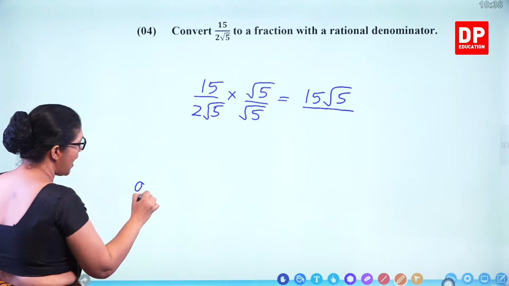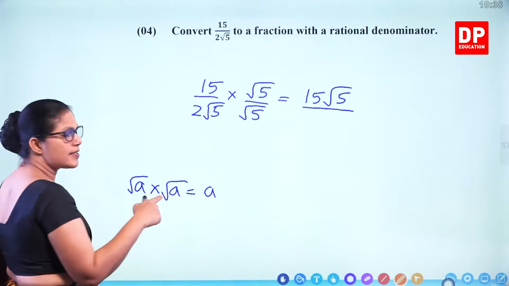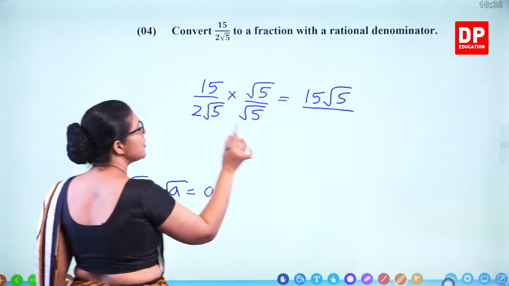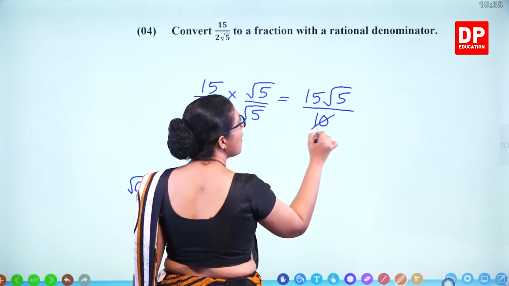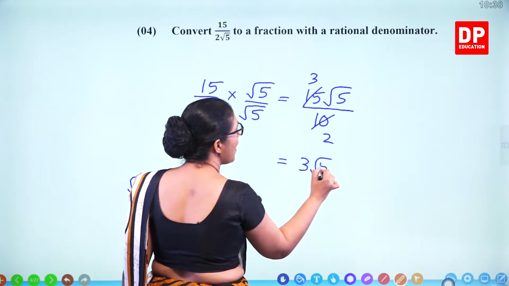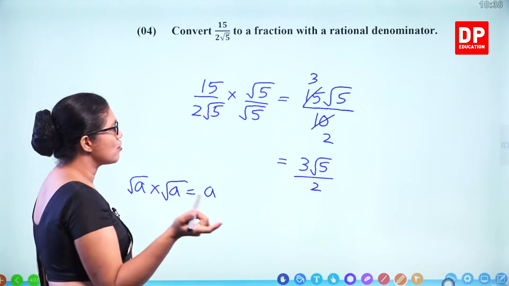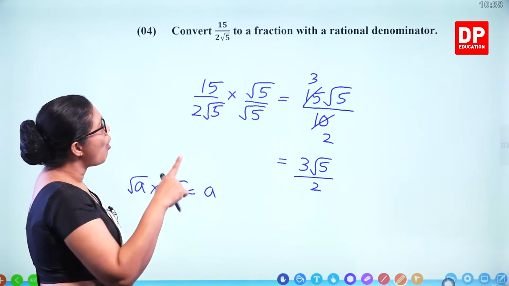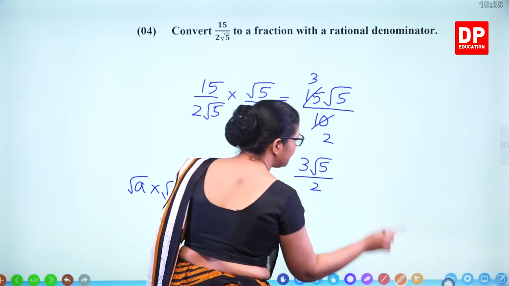Root 5 into root 5 you get 5. This is the same number root multiplication, so it gets rid of the root. So root 5 into root 5 is 5, and 5 times 2 is 10. Now you can simplify this by dividing by 5, giving 2 and 3. So you can write 3 root 5 over 2. Now we can see that in the denominator you don't get an irrational part, only in the numerator. This is called rationalizing the denominator. So you get 2 marks.